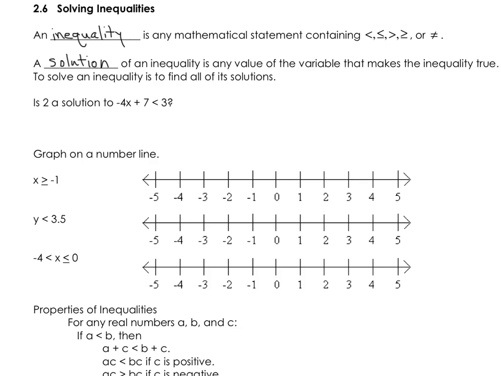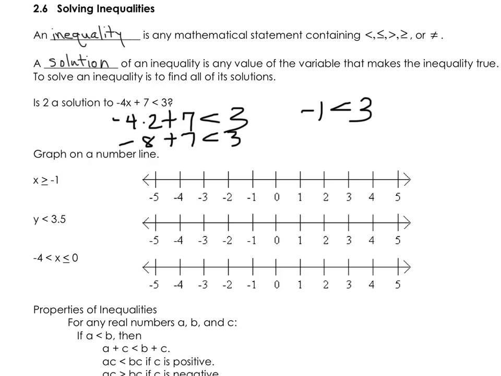Is 2 a solution to negative 4x plus 7 is less than 3? Well, if it's a solution, then if we substitute it into the inequality, we should get a true statement. So we substitute 2 into this inequality. We get negative 8 plus 7. Is that less than 3? So that's negative 1. Is that less than 3? Yes, it is. It's a solution to the inequality.